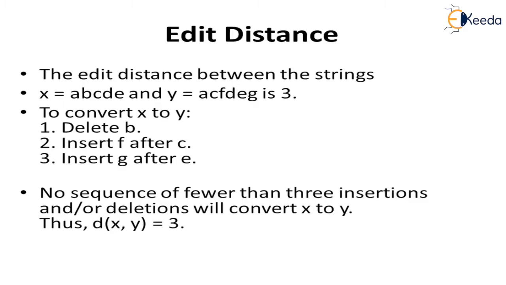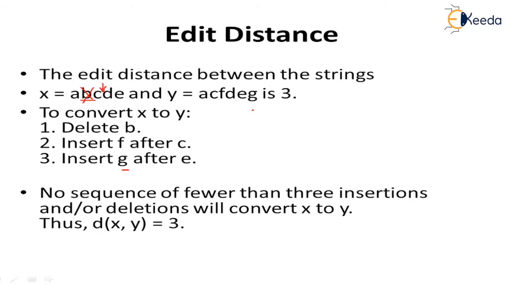If you want to convert x to y, first of all we have to delete the b, as b is not available in y. Okay, it is deleted. Then insert f after c. We insert the f at this location, and it will become a c f. d e is there, so then insert the g, because g is available in y.